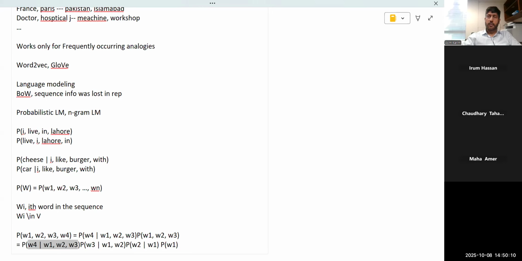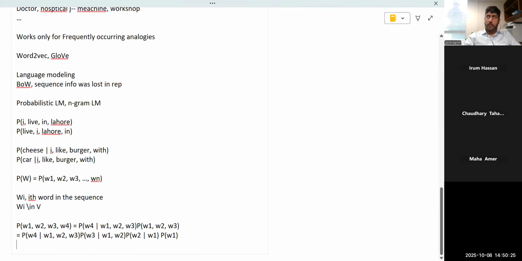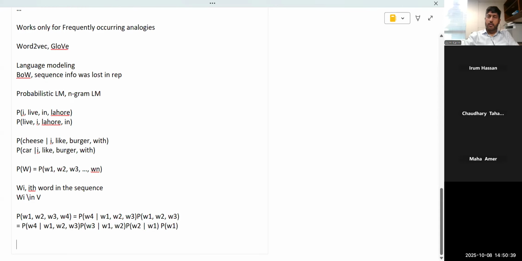So you still need the complete sequence to appear in your training text, and it should appear multiple times at least to get reasonable estimates. By the way, in the equation I just wrote, there is no approximation. It is exactly equal to the joint probability of W1 to W4. Now we'll apply some approximations, basically the Markovian, or you can say the n-gram approximation, or context approximation.